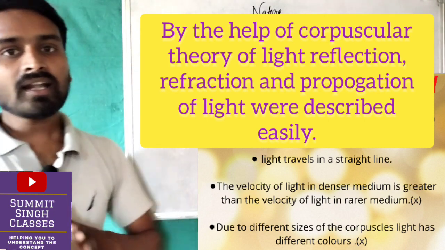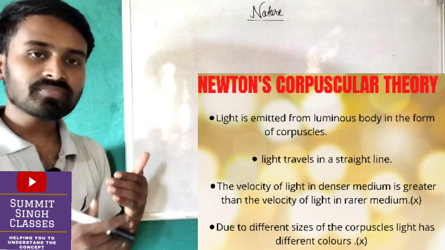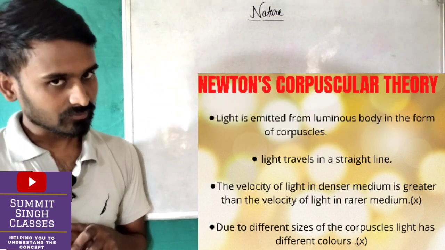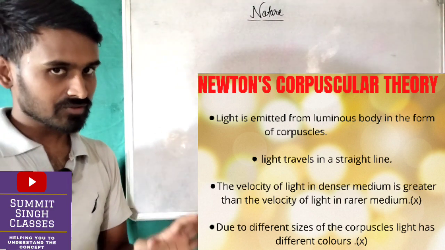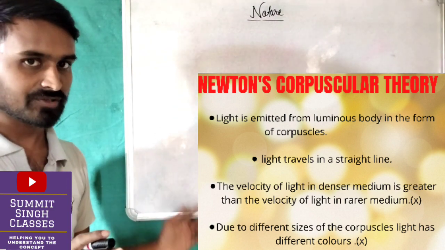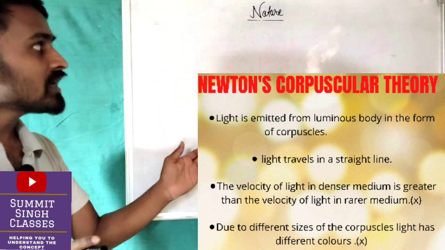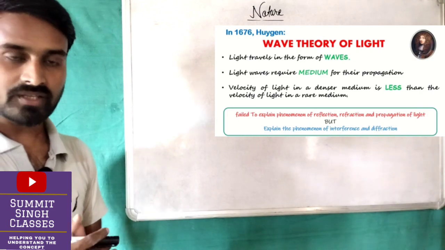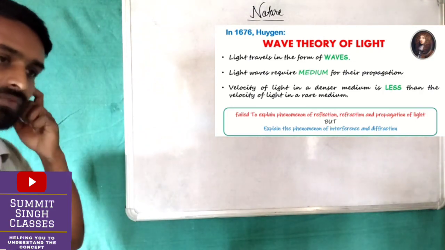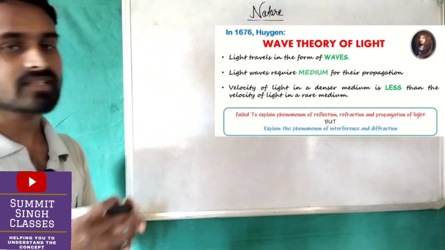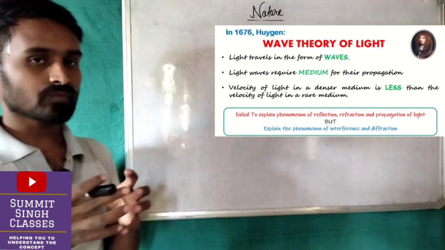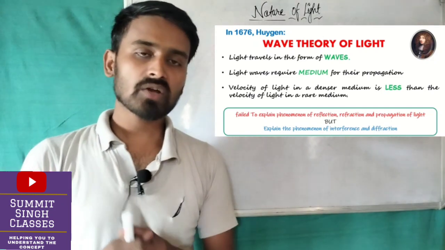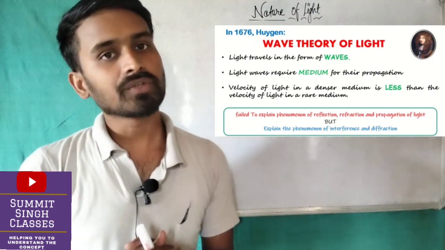But after some time, after one year, Huygens arrived. You have already understood Newton's particle theory, these four statements. Now we are going to discuss Huygens's wave theory, and in that we will understand which things are given by it. So let us start. We are going to understand the concept of the wave theory of light.